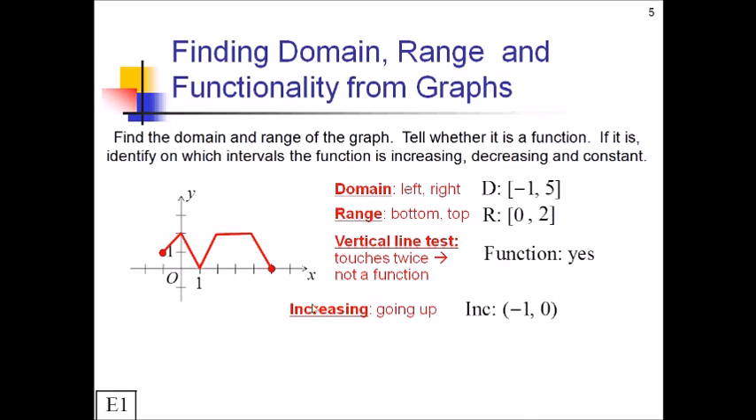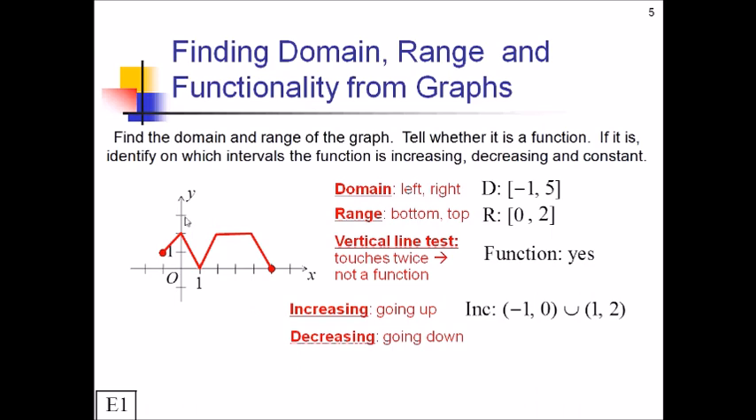So let's keep going. Where else are we increasing on this graph? Oh, well, from 1 to 2. So we would write union 1 comma 2. All right, so decreasing now. That means going down. Pause the video and see if you can write the intervals where we are decreasing on this graph. Okay, let's see how we did.